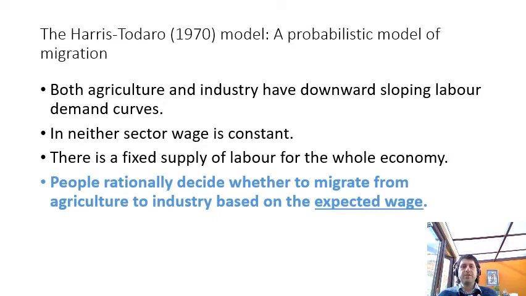Yeah? So they decide to rationally migrate from agriculture to industry specifically based on the expected wage rather than the actual wage. Okay, so that's the key distinction between Harris, Todaro, and the Lewis model in the past, which leads to fairly different predictions coming out of the model. Okay, so the Harris-Todaro model is, in that sense, better because it makes predictions that are more in line with what we observe in the real world.